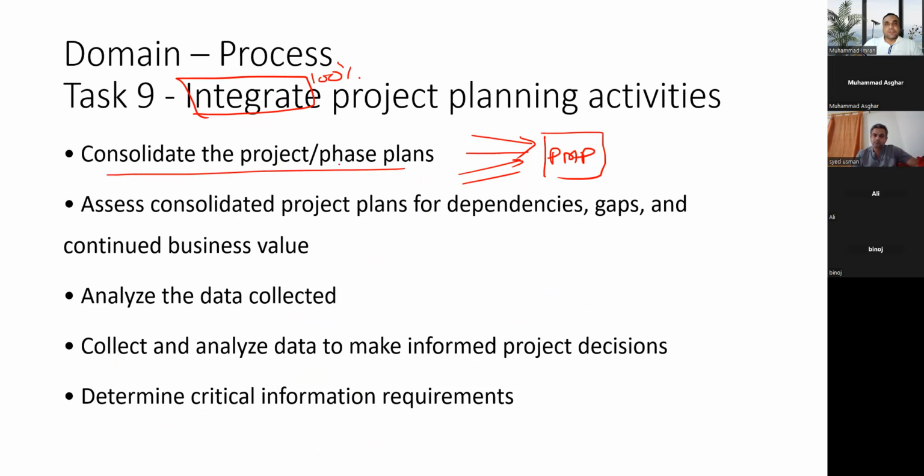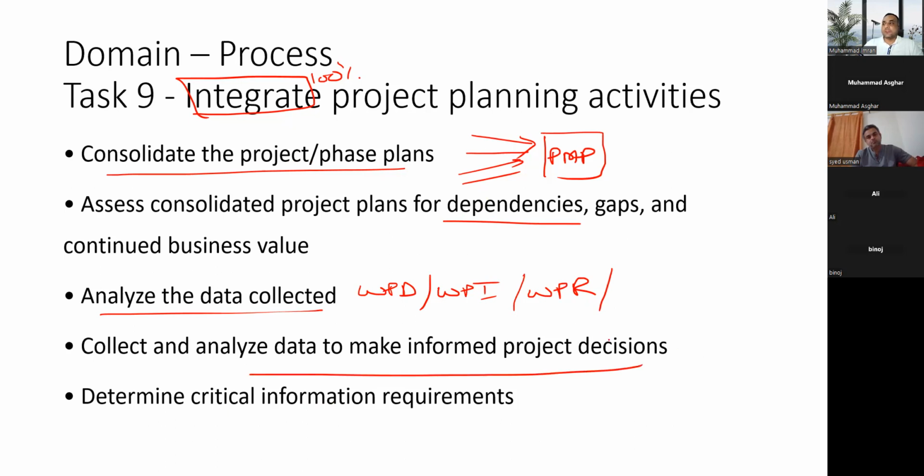So consolidate the phases as the project management plan, find out their dependencies and gaps, analyze the data collected. We have 3 things: performance data will be converted into work performance information, which is analyzed data, and then it will be converted into work performance reports, which will be sent to the stakeholders for the performance analysis. And based upon that, if changes are required, you will submit them to the change control board so they can make decisions based upon those reports.